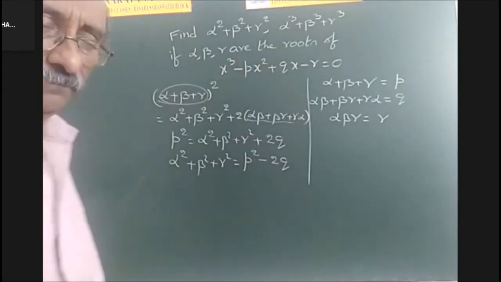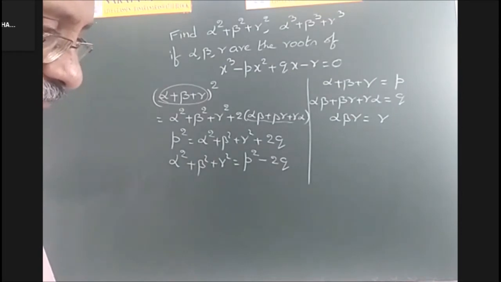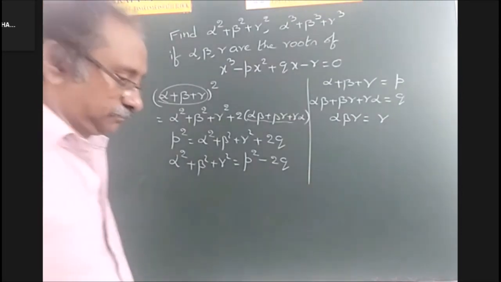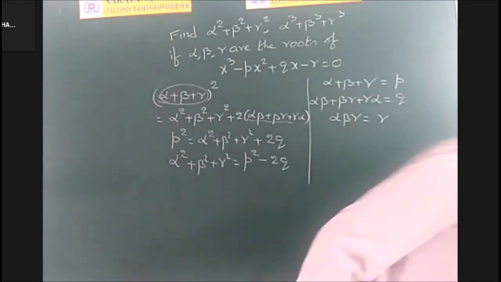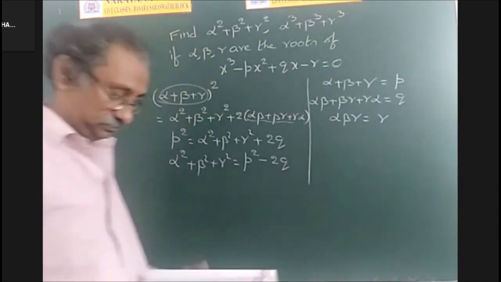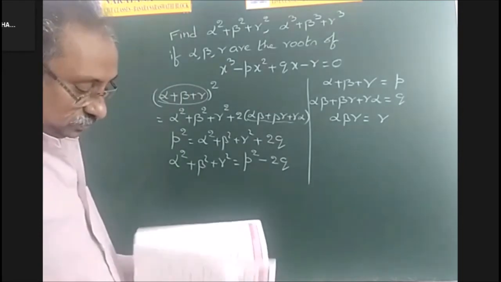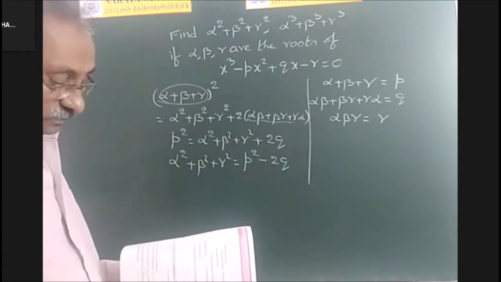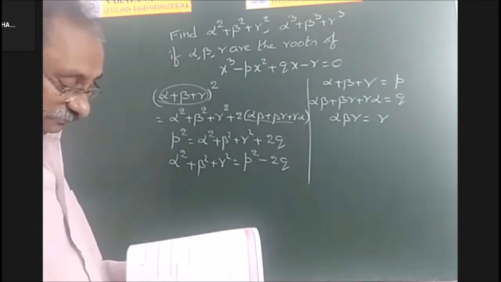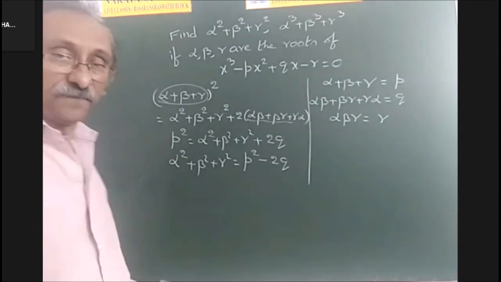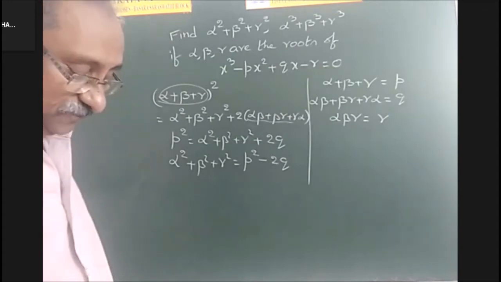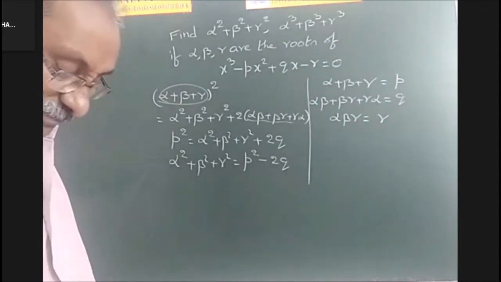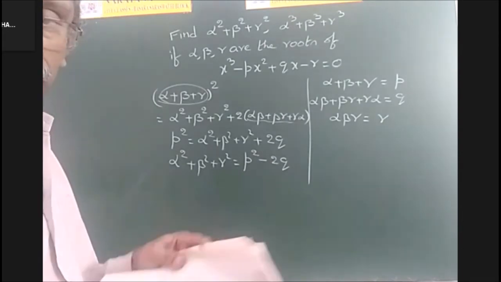Sir, in the morning session you gave one question to do, sir. I got the answer as closed interval 1, 4 open interval. Okay, let me see that. I don't remember the answer. So what is the question? Square root of minus x square plus 6x minus 5 greater than 8 minus 2x, isn't it? Is that the one?